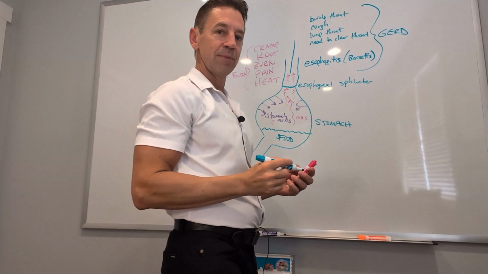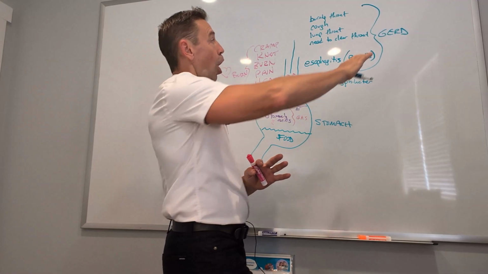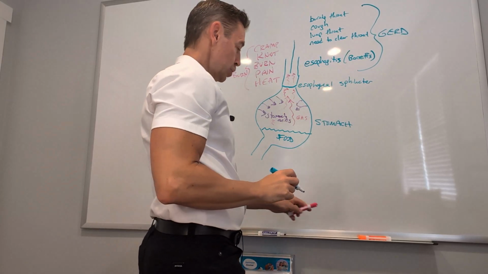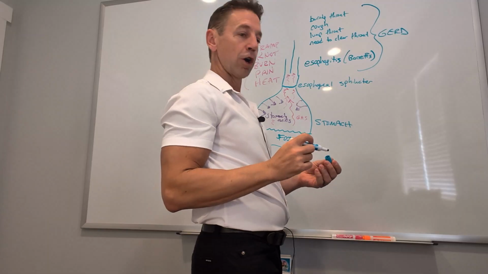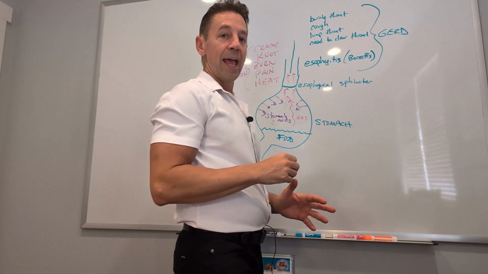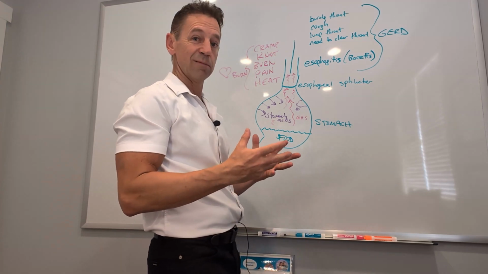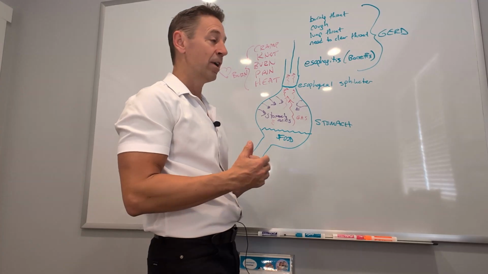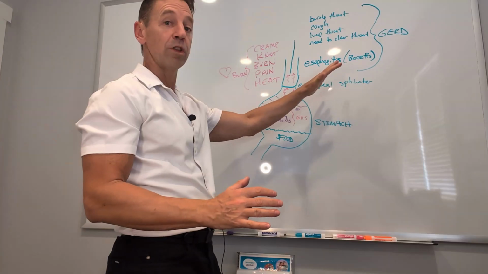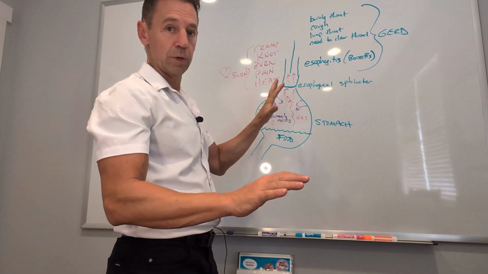And now silent GERD is literally all of these symptoms without the heartburn. So you have somebody who's got a throat problem, a cough, they constantly need to clear their throat, and no heartburn. They spend their whole life thinking that they're just mucusy and they have a cough. Why do I have this cough? That's called silent GERD. It's all the symptoms of GERD with no heartburn. So that is the difference between the three.